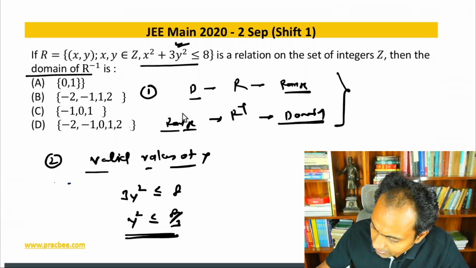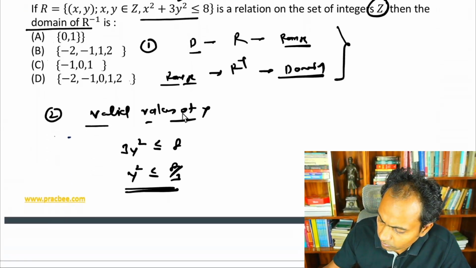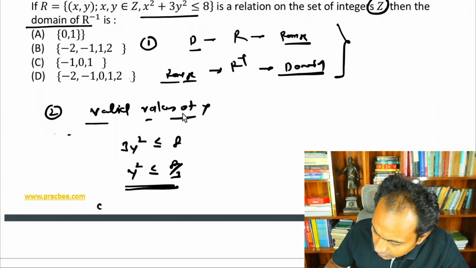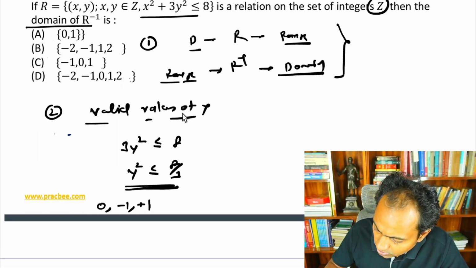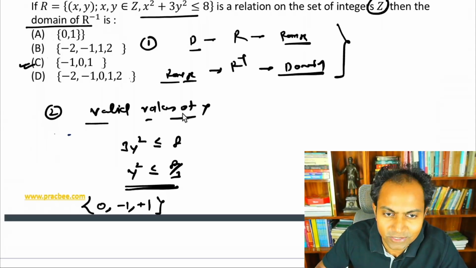Now since x and y both belong to Z, what are the possible values of y that we can put here? I can put y is equal to 0, minus 1 and plus 1. If I put 2, it will become 4 and that will exceed 8 by 3. So that is not possible. So these are the only 3 values that are possible. You can see that option C matches.